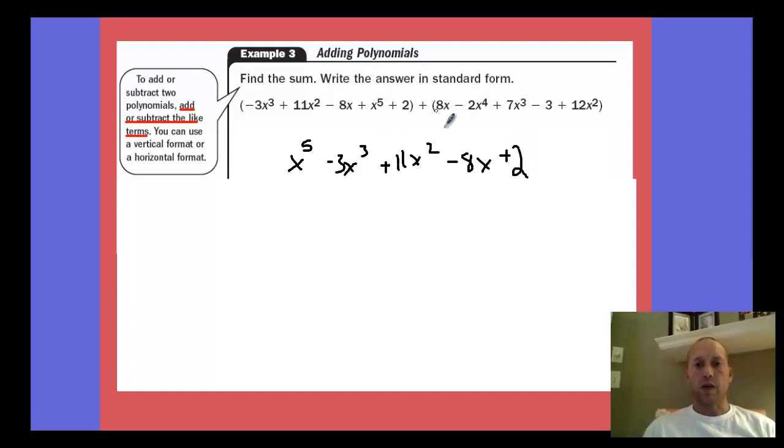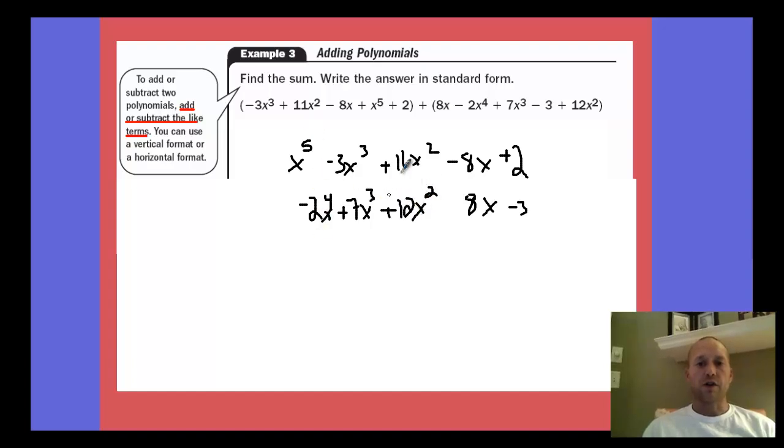So when I write the second one, 8x, I would write below the -8x because they're like terms. -2x to the 4th, we don't have another term like that. I might squeeze it in here so it would be in standard form. 7x cubed, put it below the x to the 3rd. -3 is a constant, and then 12x squared.